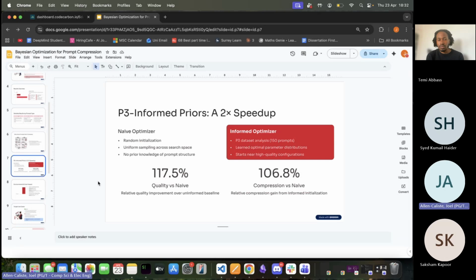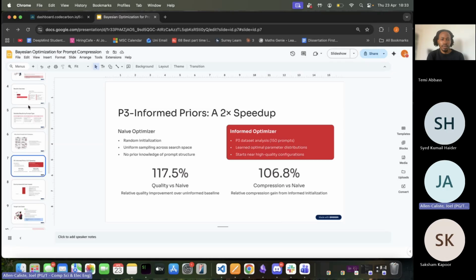And from the results, you see that there's a 17.5% increase in performance compared to the naive prompt compression where we didn't use the P3 priors, and also compression generally saw like a 6 to 7% increase, showing that it took the same amount of time, though, the same amount of search runs, which was 25, but we were able to find a better structure.